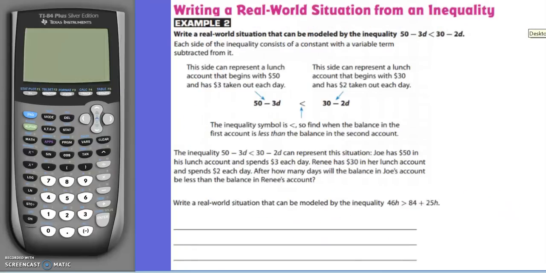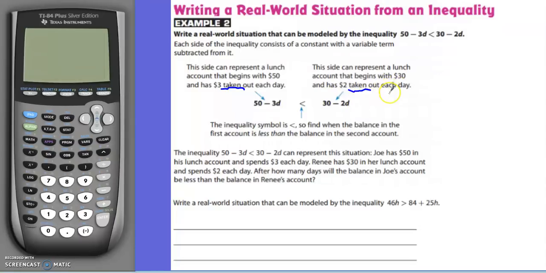So we're going to write a real-world situation that can be modeled by the inequality 50 minus 3d is less than 30 minus 2d. If we look at the left side, it can represent a lunch account that begins at $50. The $50 is the initial. And then $3 taken out each day. The taken out is a negative or a minus. Then this side can represent a lunch account that begins with $30 and $2 taken out each day. Once again, the negative. The inequality symbol is less than, so we find the balance in the first account is less than the balance in the second account.